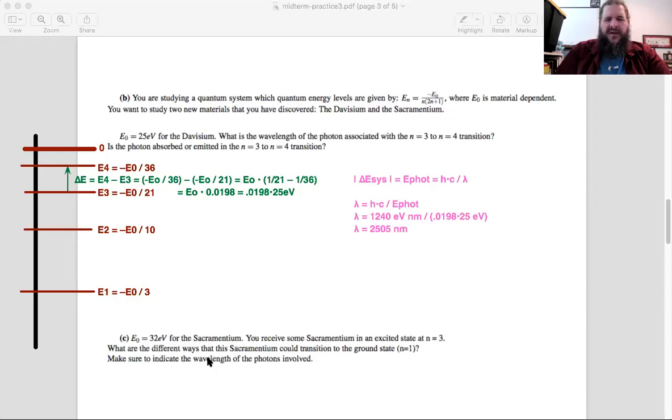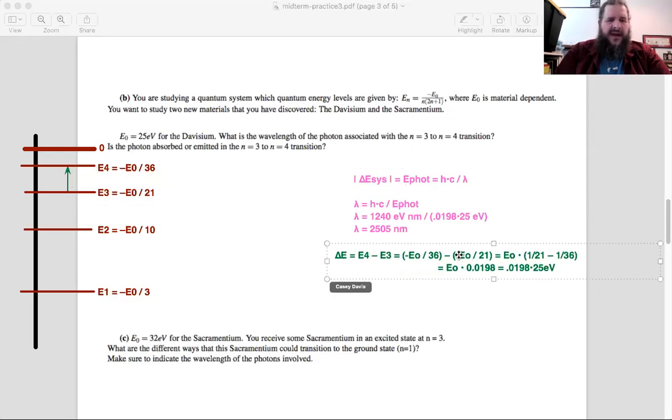And then in part C, it's talking about the other element, sacramentium, which has a different value for E0. But this is one of the reasons I thought it would be a good idea to write out this chart in terms of E0 as an arbitrary constant. If we had used specifically the E0 value for Divisium when we calculated these, we'd have to calculate them all over again. But by writing it out in terms of E0, we should be able to use the same chart for both and just plug in the E0 value at the end.